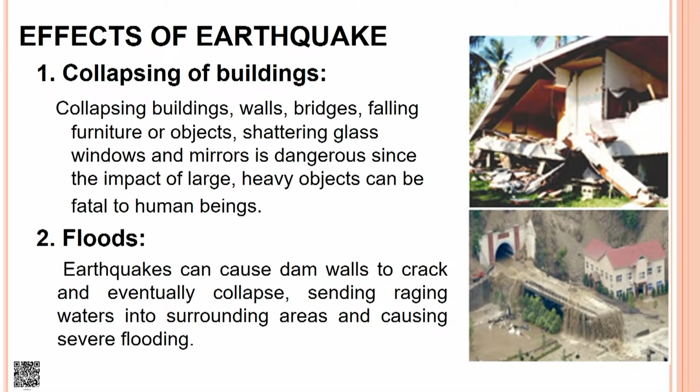After an earthquake, when dam walls crack, there is a great cause of flood. An earthquake can cause dam walls to crack and eventually collapse, sending raging water into surrounding areas and causing severe flooding. During an earthquake, landslides also occur. Large rocks and portions of the earth high up in the hill areas can become dislodged and rapidly roll or slide down into the valley and kill so many people.